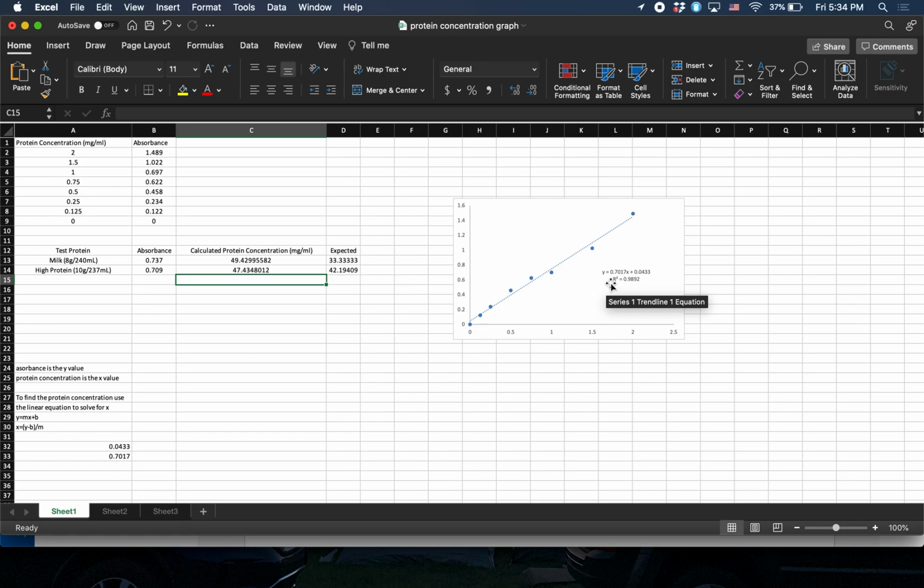If you have questions about Bradford assays, how they're used, what the standard is, why the standard makes sense, why you use a linear equation to find your sample's protein concentration, you can shoot me an email, or I can talk to you after class and further explain.